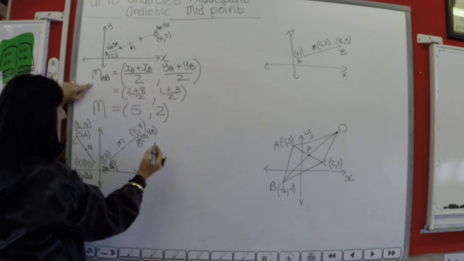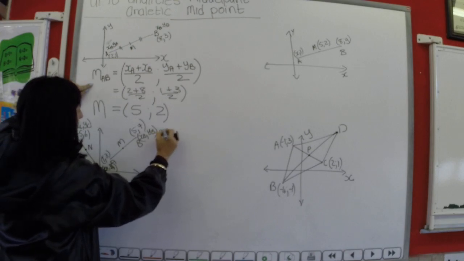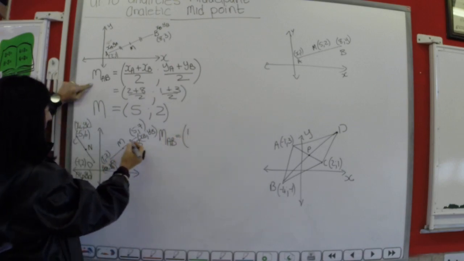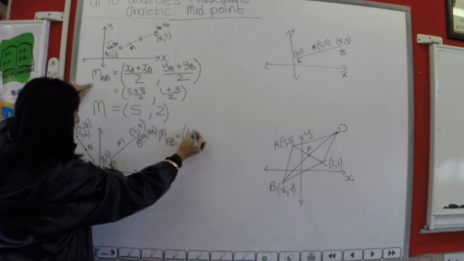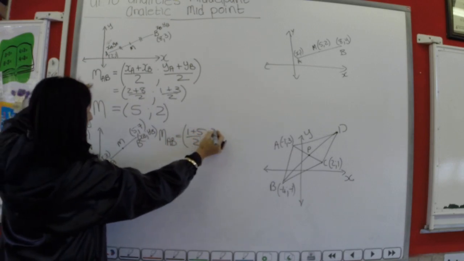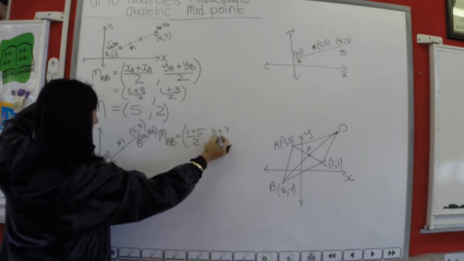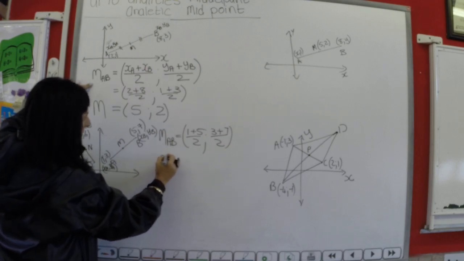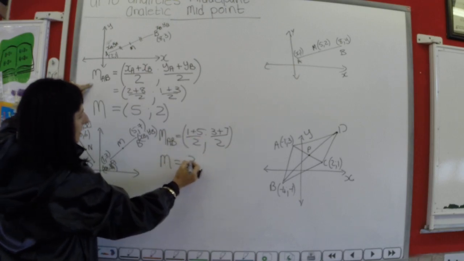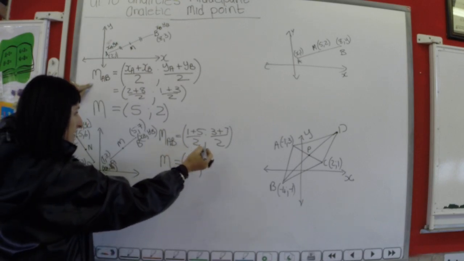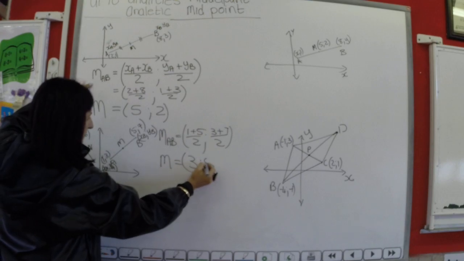Middelpunt van AB. So ek gaan hê middelpunt van AB is gelyk aan X van A is 1 plus die X van B is 5 gedeel deur 2. Y van A is 3 plus die Y van B is 7 gedeel deur 2, en dit is die middelpunt wat gelyk is aan 6 gedeel deur 2 equals 3, and remember it's a coordinate, you must write it as a coordinate. 10 gedeel deur 2 is 5.